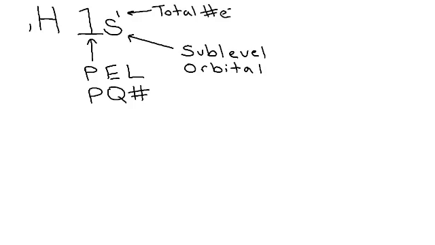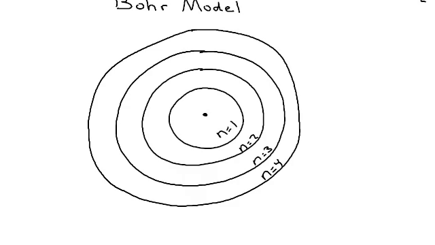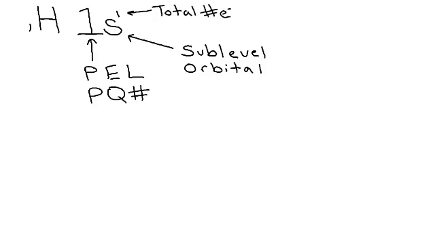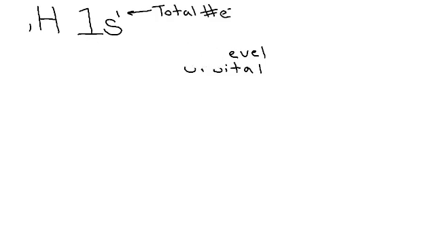Let's see how that translates to the Bohr model, because that's something you're all familiar with. Boom. 1 electron in the first principal energy level, and there it is. Let's go to something more complicated. Helium. So do a little erasing here. Two electrons. I wonder where they are.